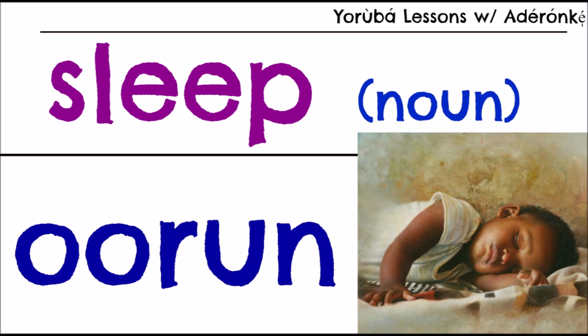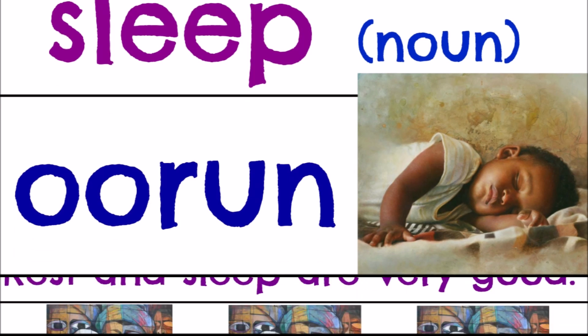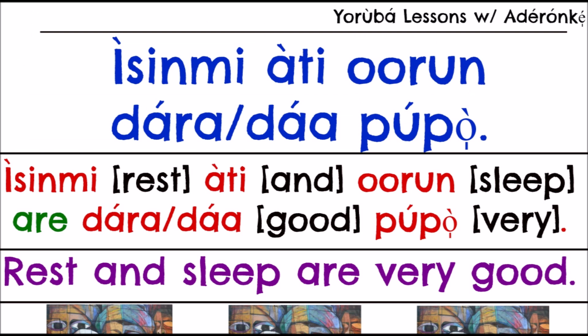So the word sleep as a noun is orun, orun, orun. This is not the verb, this is the noun sleep, orun. And an example sentence that would include sleep would be this sentence: rest and sleep are very good. Rest is isimi, isimi, and is ati, orun is sleep, or dara or da, that's good.